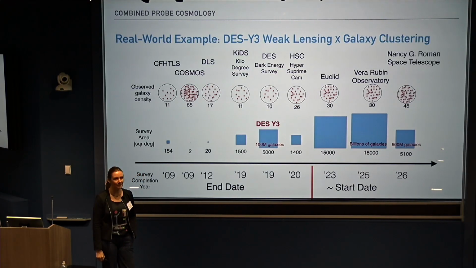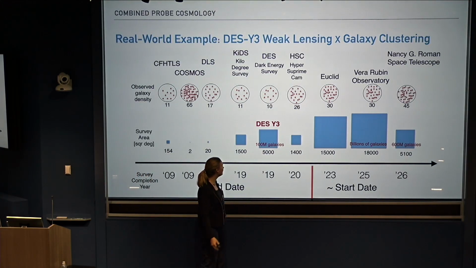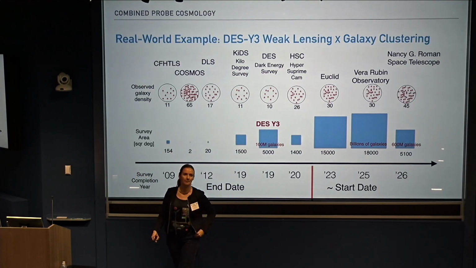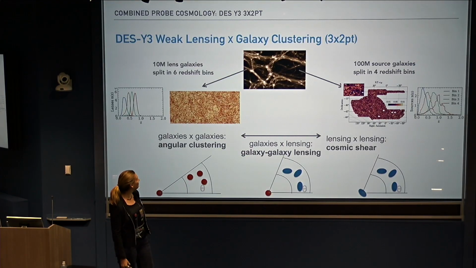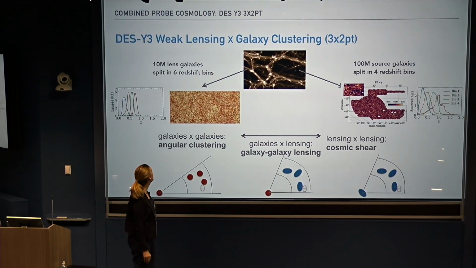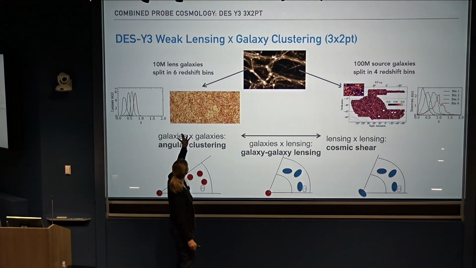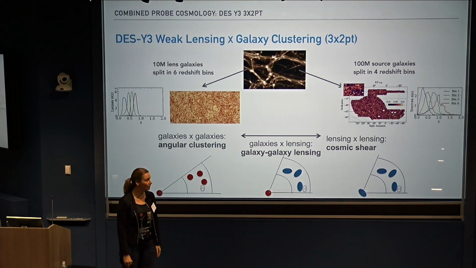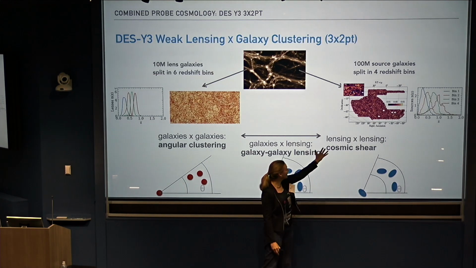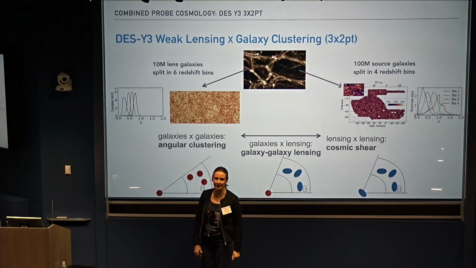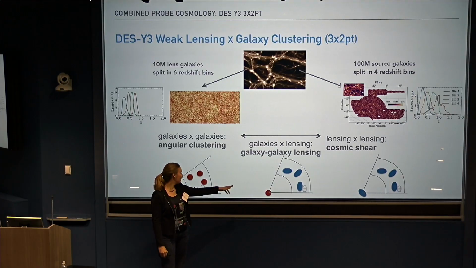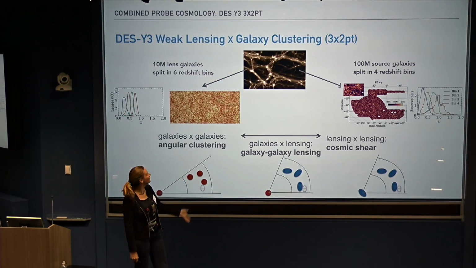As warm-up, I want to talk you through the mainstream DES Year 3 analysis using 100 million galaxies. Here we do combined probes in the sense that we do both weak lensing and galaxy clustering. We have a sample of about 10 million lens galaxies with fairly good photo-z's in the foreground. And we have 100 million source galaxies split into 4 redshift bins. And from those, we measure cosmic shear, galaxy-galaxy lensing, and galaxy clustering. And then we build a joint model to infer how structure is evolving over the redshifts probed by the Dark Energy Survey.